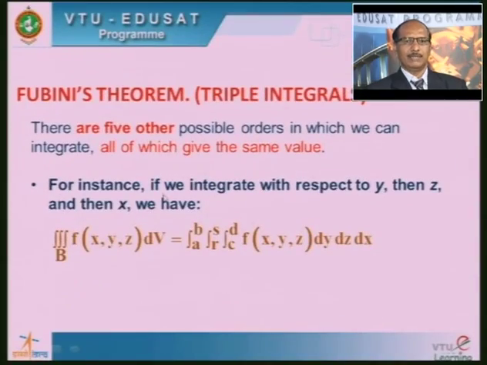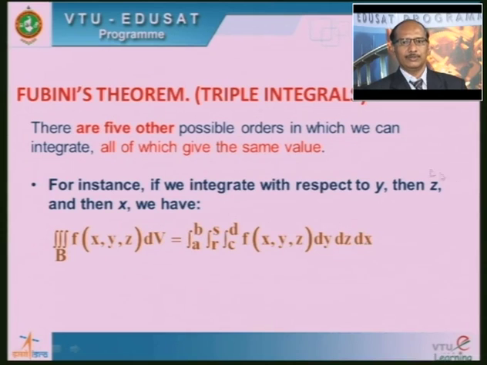For instance, another one is given here. If you integrate first with respect to y, so dy is there, accordingly the y limits are taken here, y equal to c to d. Then the second integration is with respect to z, so z limits are r and s. Lastly, integration with respect to x, its limits are a to b.